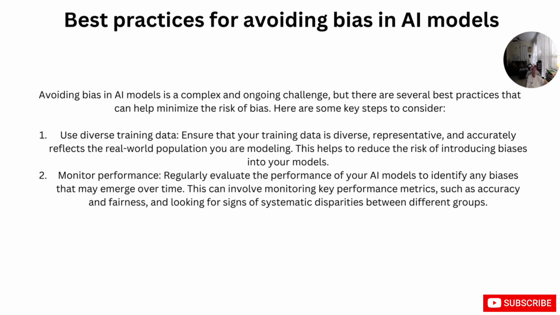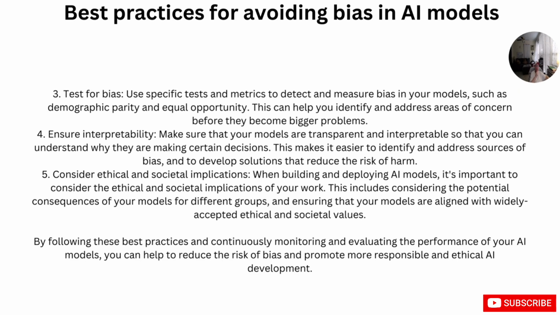Number two, monitor performance. Regularly evaluate the performance of your AI models to identify any biases that may emerge over time. This can involve monitoring key performance metrics such as accuracy and fairness and looking for signs of systematic disparity between different groups. Number three, test for bias. Use specific tests and metrics to detect and measure bias in your models, such as demographic parity and equal opportunity. This can help you identify and address areas of concern before they become bigger problems.